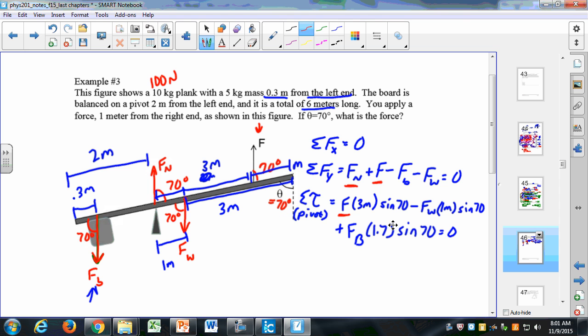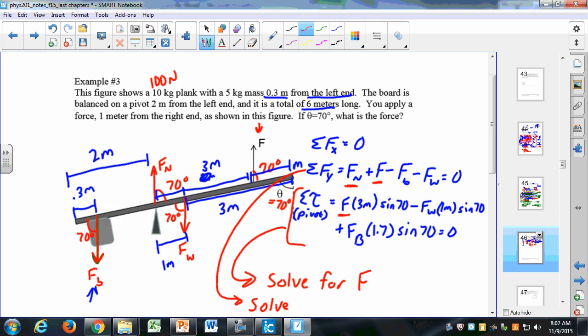Is that right? Yeah. I could stop right there and solve for F, and then plug that in and find Fn. This one's pretty straightforward because I know that angle. So solve this for F. I'm not going to step through the algebra here because it's just solving equations with one unknown. So I solve this for F, and then I plug that in and I solve for Fn.